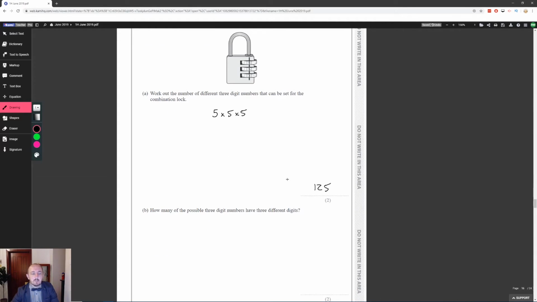For part B, how many of the possible 3-digit numbers have 3 different digits? So you can't have any 2 or more the same. So if we do this as a probability, the probability of picking a number is like a 1 in 5 chance, and then you multiply that by a 1 in 4, because we can't have the one that you just picked. So let's say you picked 5 first of all, then you'd have to have the 4. There's only 4 remaining possibilities, and then when you do that again, there's only 3 left. So this is kind of like a 1 in 60 chance of actually doing that. So there's 60 different ways of doing that.